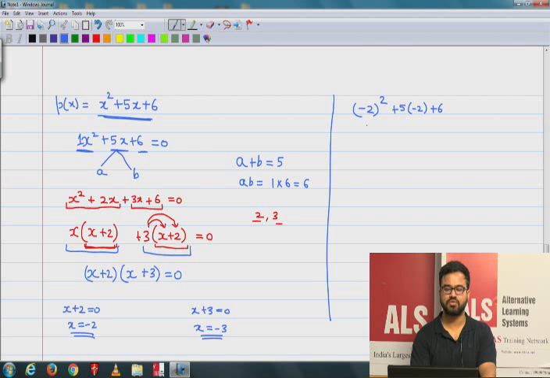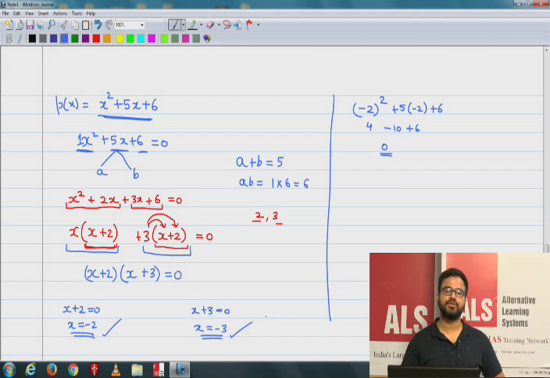The minus 2 square will become 4, this will become minus 10, and this will be 6. So this will be 0. You can see on substituting minus 2, we are getting the answer as 0. That's why minus 2 is called the zero of the polynomial. Similarly, minus 3 will also be the zero of the polynomial. Is this concept clear to you, everybody? Raise your hand.